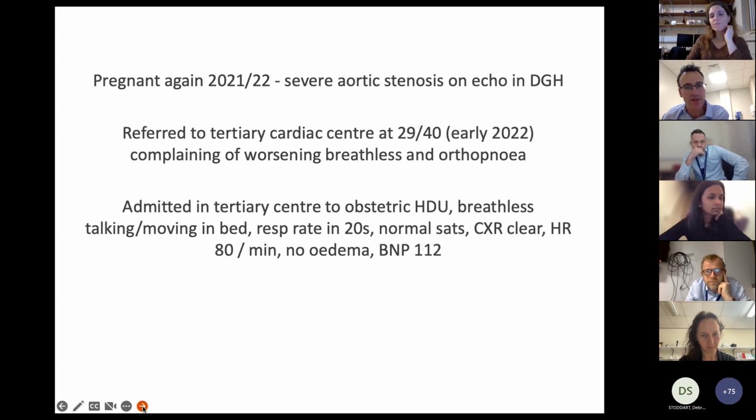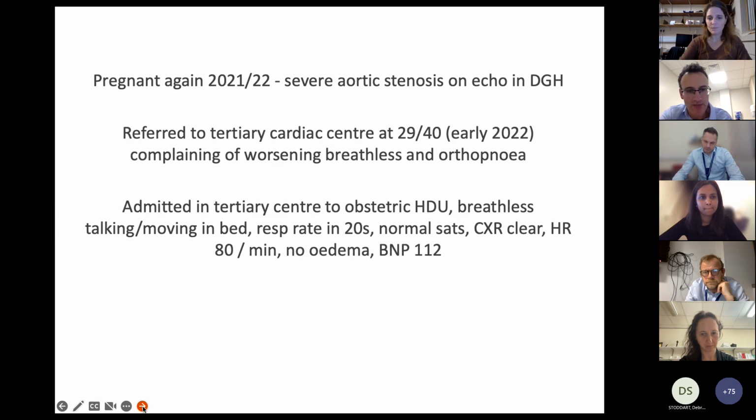So fast forward to the current pregnancy. She became pregnant towards the end of 2021, and she has an echo in her local DGH, which describes severe aortic stenosis. She's then referred to another tertiary cardiac centre in the region, not Leeds, at 29 weeks. So this is now earlier this year, complaining of worsening breathlessness and orthopnea.